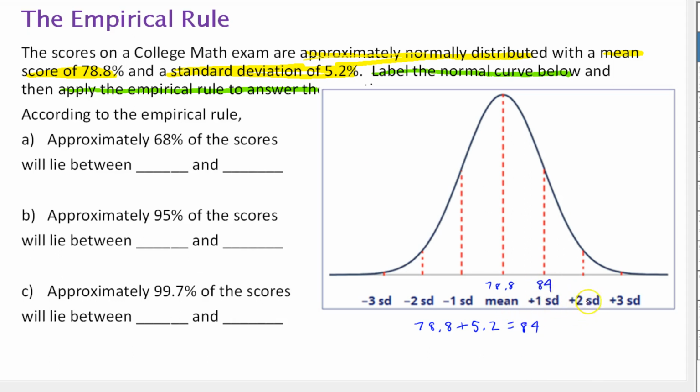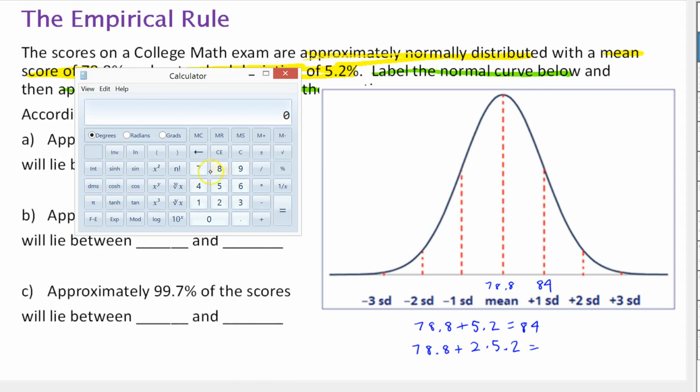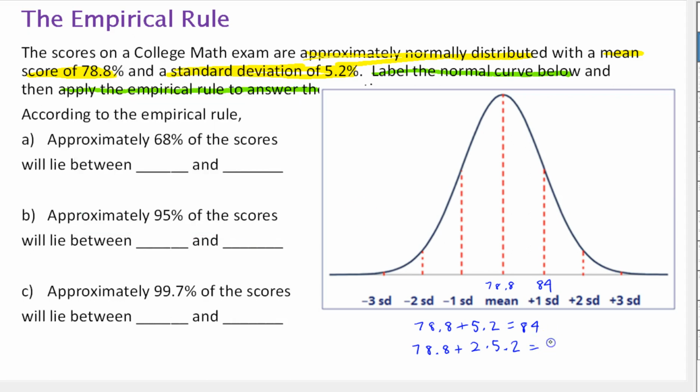Now we can use the same idea to find 2 standard deviations above the mean. We start at the mean, but now we want 2 standard deviations more than the mean, so we'd multiply by 2 times 5.2. We'd have 78.8 plus 2 times 5.2, and this gives us 89.2.